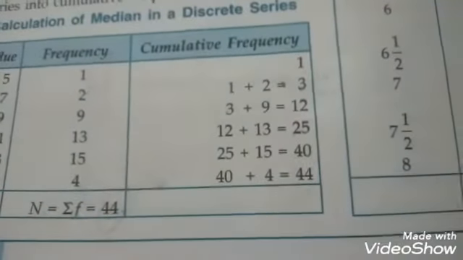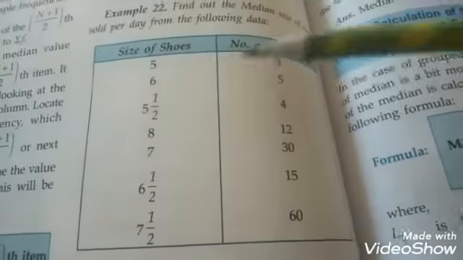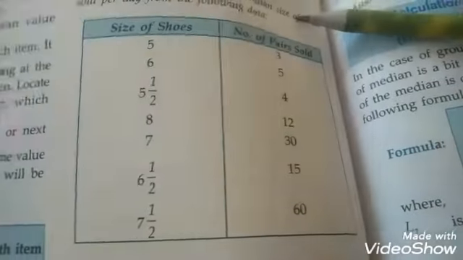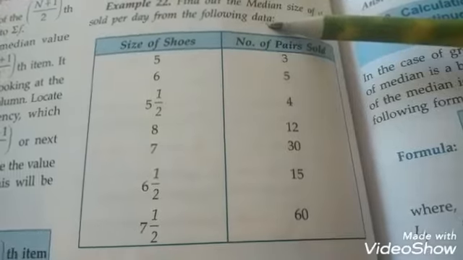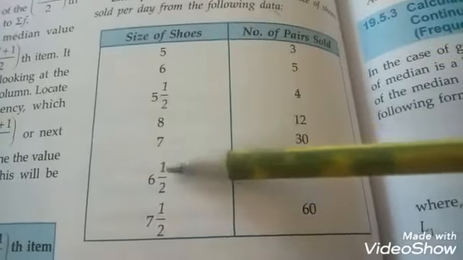Now we see another example of discrete series where the series has not been arranged in ascending order. You can see the question is given, find out the median size of shoes sold per day from the following data: 5, 6, 5.5, 8, 7, 6.5, 7. Now this is not arranged in ascending order.